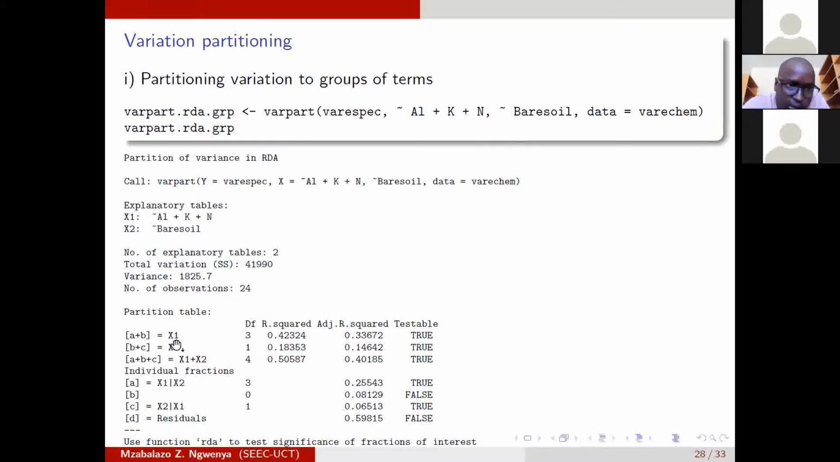So there we've partitioned the variance, and you can see how much variation is explained by each. X1, which is our aluminium, potassium, nitrogen, explains 42% of the variation, with bare soil on its own explaining 18%. We shouldn't be surprised at the 42% there. We've got three variables explaining that. So you might also look at other fractions or quantities.